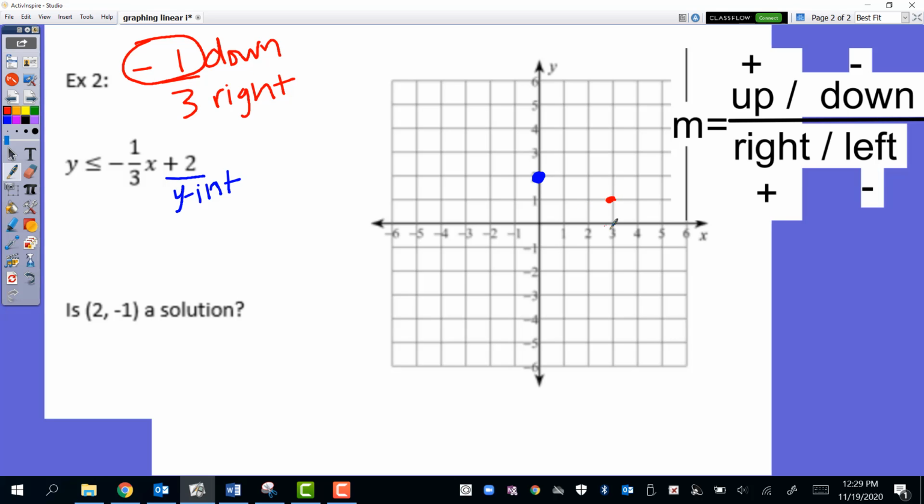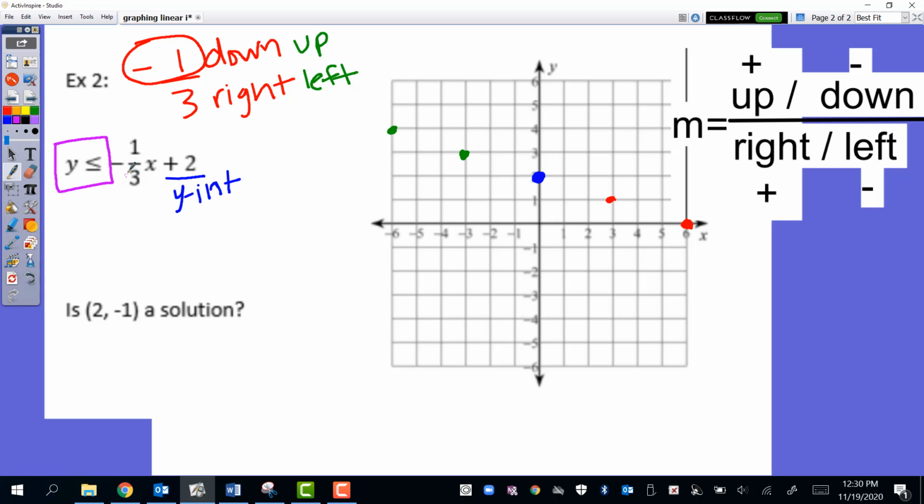And I do it again. Down 1, right 3, put a dot. To go the other way, we know we're going to do the opposite of both of these directions. So I'm going to go up and left. So from the line, up 1, left 3, put a dot. Up 1, left 3, put a dot. So there's my dots. Okay, now I need to figure out, what kind of line should I draw?